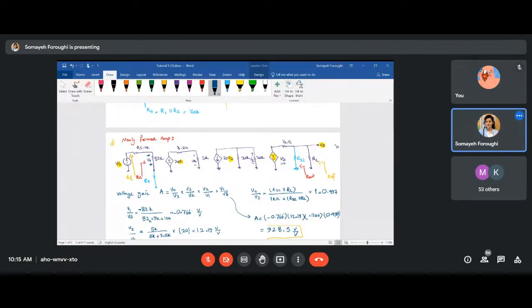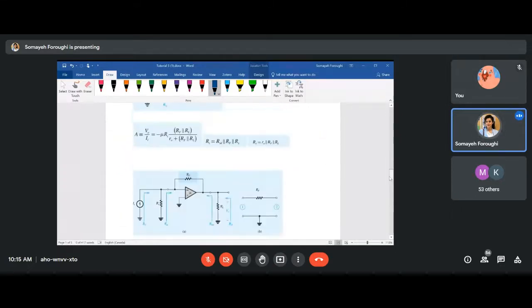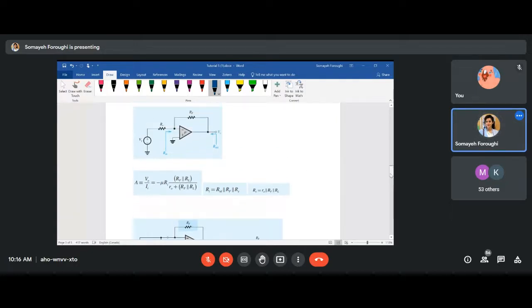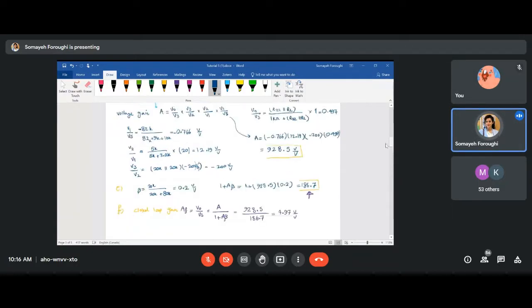So for finding Rn, there are some equations given. I want to be more accurate about the equation number, but I don't have the accurate equation numbers; I have them here. You see this? Ri will be Rid, Rf, and Rs in parallel together. Actually, sorry, that goes back to question number 2.